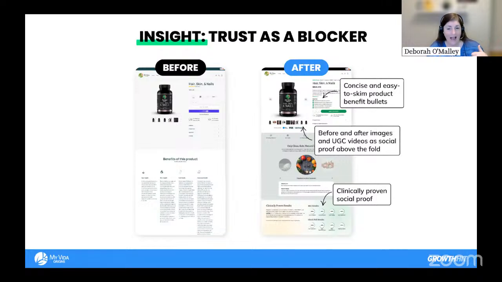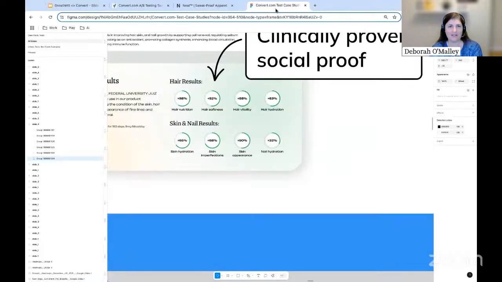And then when you add in clinically proven stats and before and after videos, you're really able to hit home with the trust. So it's interesting to think of trust as not just trust seals and badges, but as a whole way of formatting the page to create elements of trust and make it low friction for the user to find the information they're looking for.